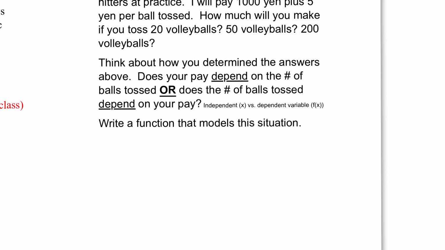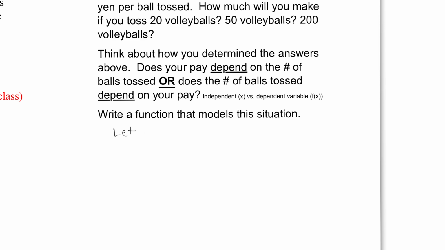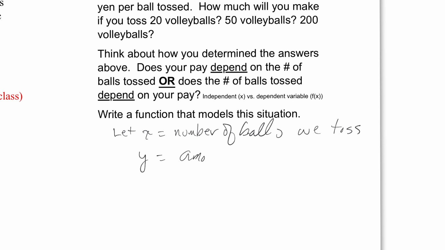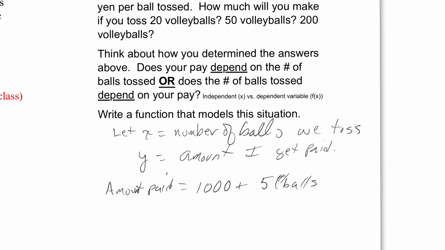Let's write a function that determines this situation. So let's define x to be the number of balls we toss, and let y be the amount I get paid. So if I think about it, the amount I get paid is going to equal 1,000 yen plus 5 yen per ball tossed, 5 times the number of balls. Okay?